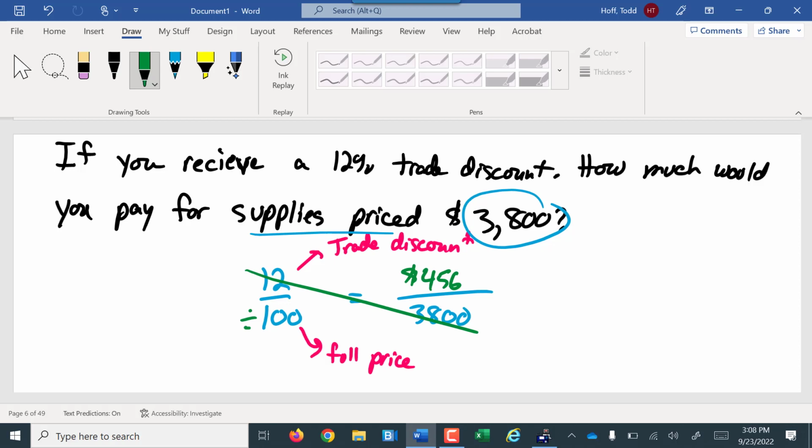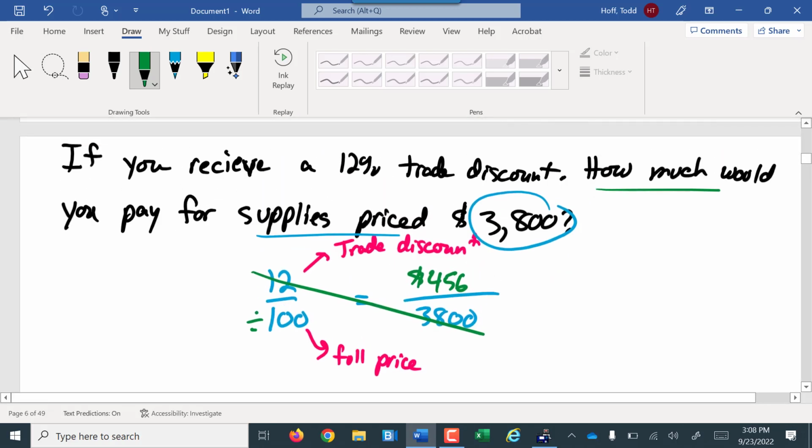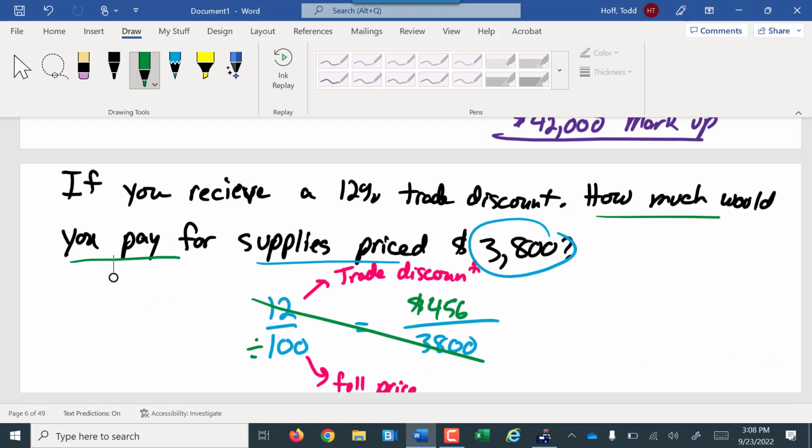Are we asked for the amount of the discount? How much would you pay, right? So how do we find how much we pay? There you go. We take the 3,800 and subtract the $456. That's $3,344.